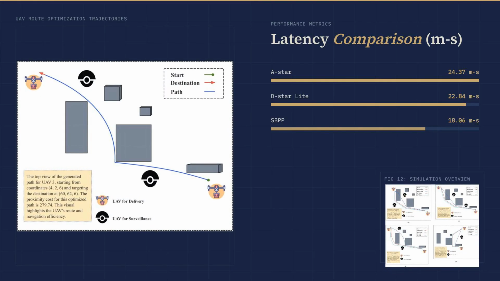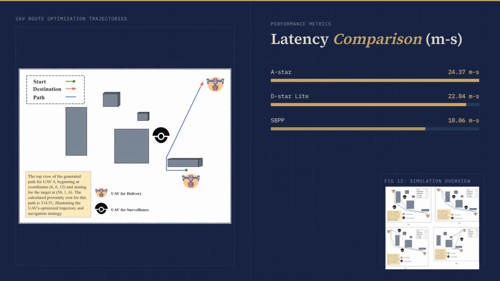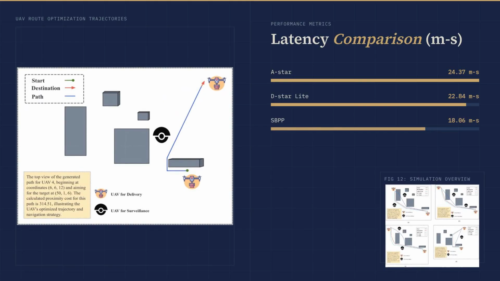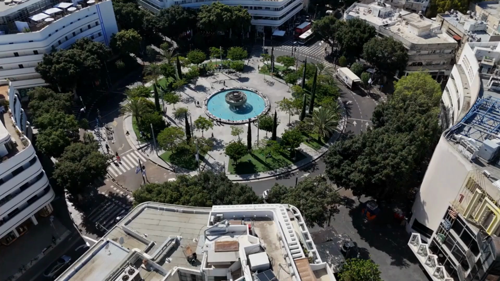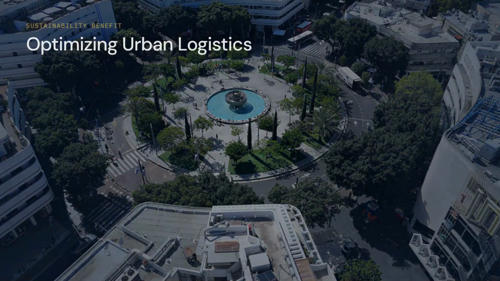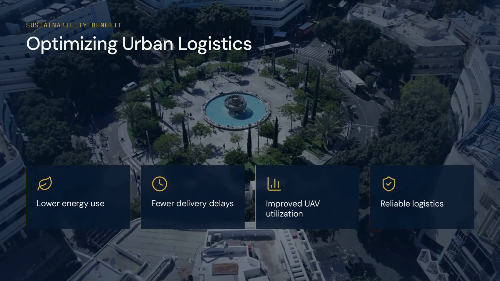For example, in one route, SBPP required only 18.06 meter-seconds compared with 24.37 meter-seconds for A* and 22.84 meter-seconds for D* Lite. These results show that SBPP can generate shorter, collision-free routes while reducing computation time.